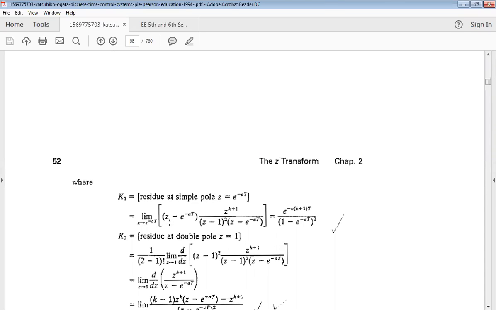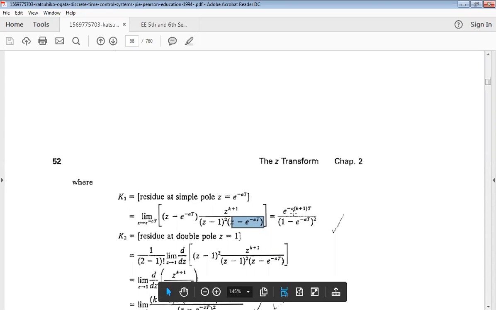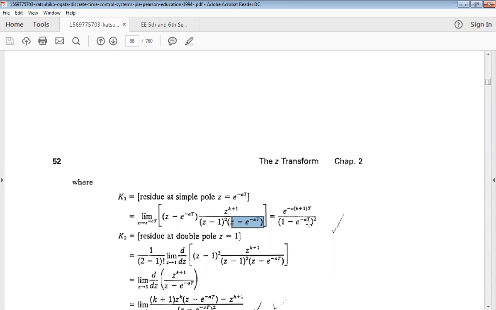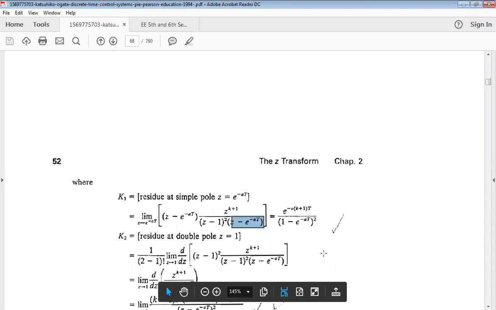If you multiply by (z - e^(-aT)), the (z - e^(-aT)) terms cancel out, and finally the value of k1 is equal to e^(-a(k+1)T) divided by (1 - e^(-aT)) whole square.